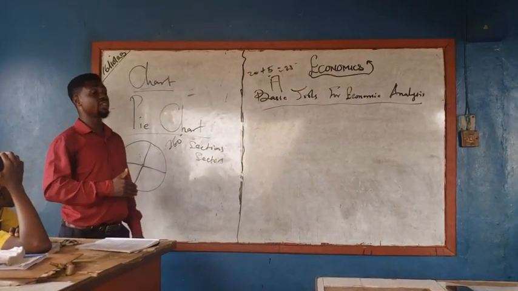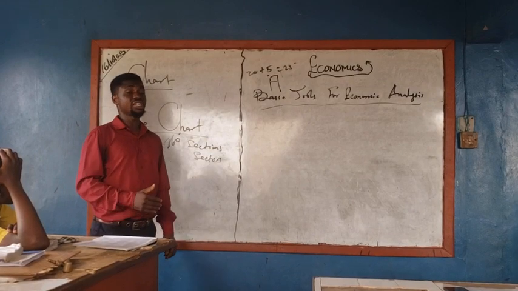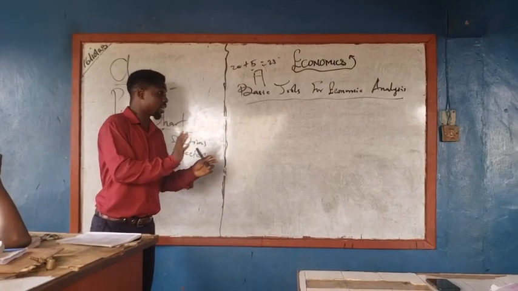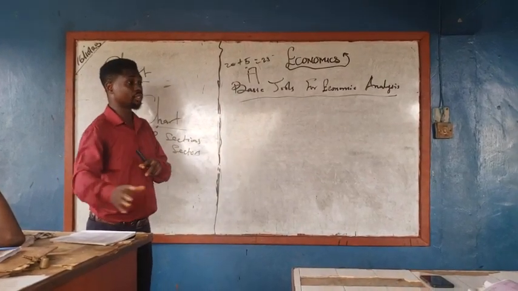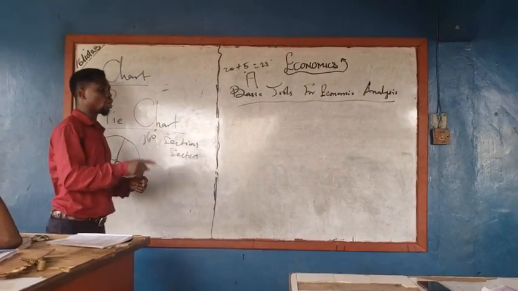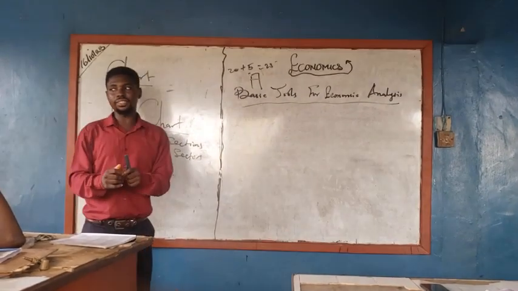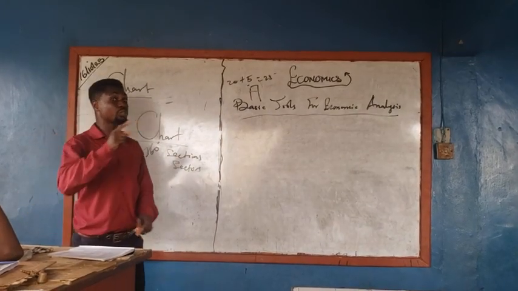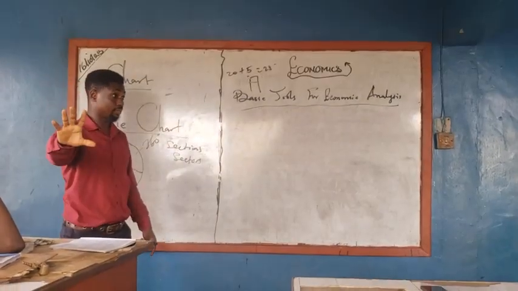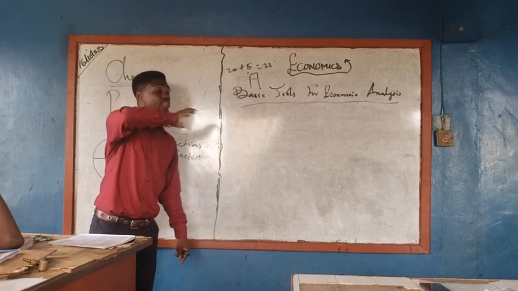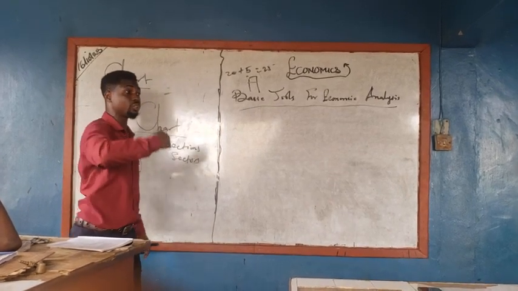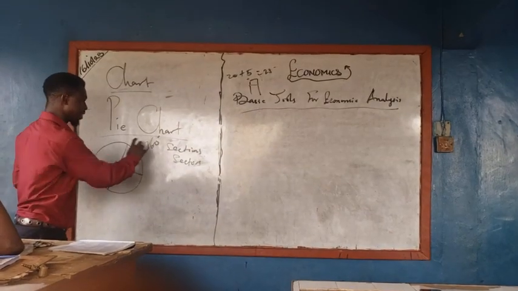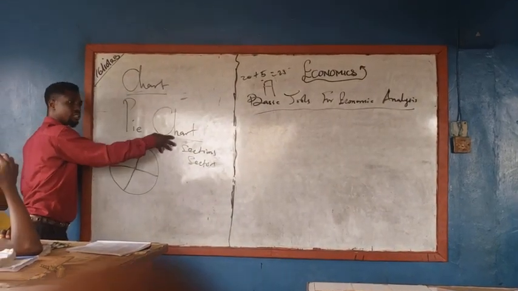So most of the time when you're given data and they want you to present it in form of pie chart, if they don't tell you otherwise, you know that you are using 360 degrees. Unless they say present it using percentage, or your answer should be in percentage, that is when you use times 100%. Otherwise, pie chart deals with degrees, which is 360 degrees.